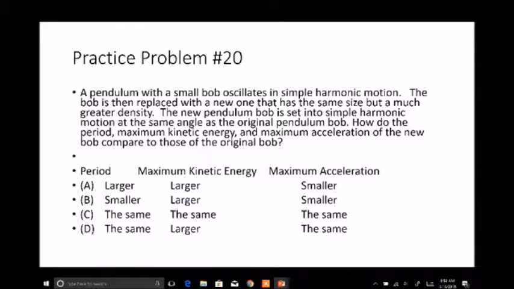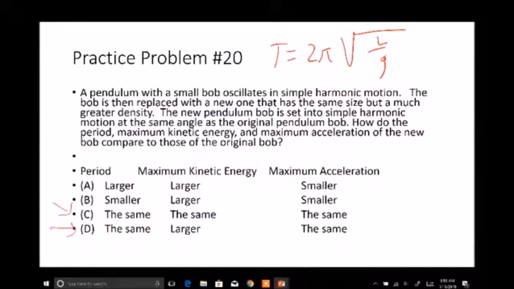Well, for period, we know that the period of a pendulum can be calculated as 2 pi times the square root of L over g. And I hope you see that the period isn't dependent on the mass, which is what we're really changing in this problem. So it doesn't change. Well, that tells us our answer either has to be C or D, because the period doesn't change.